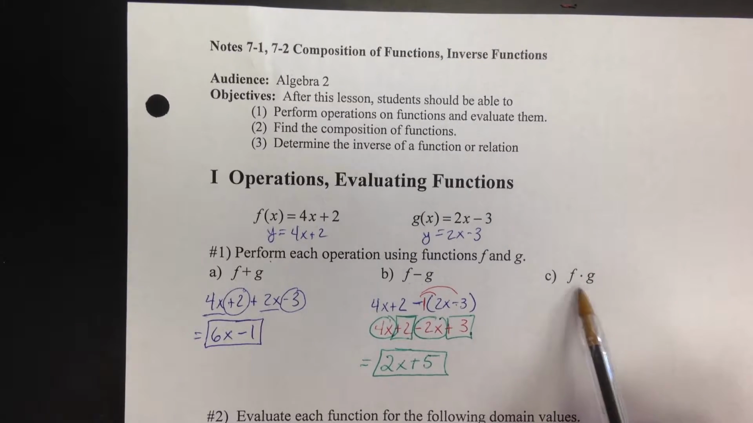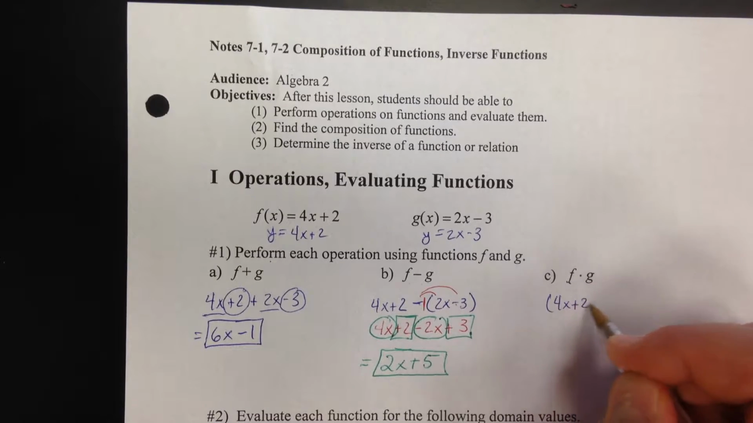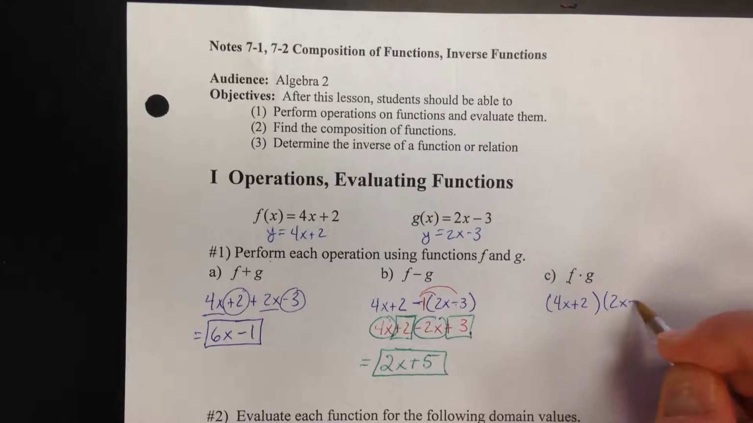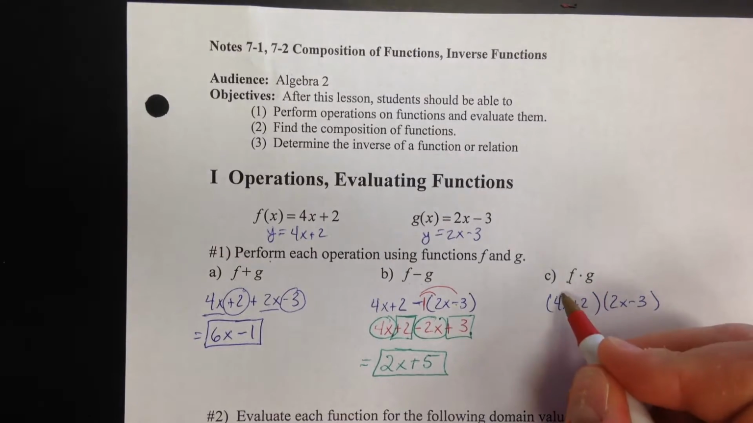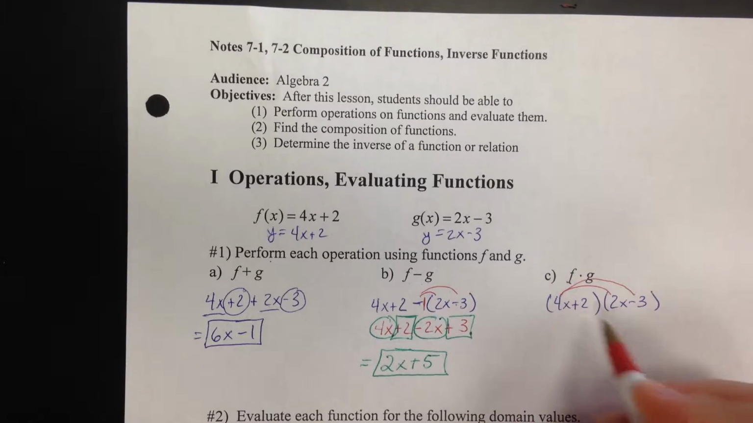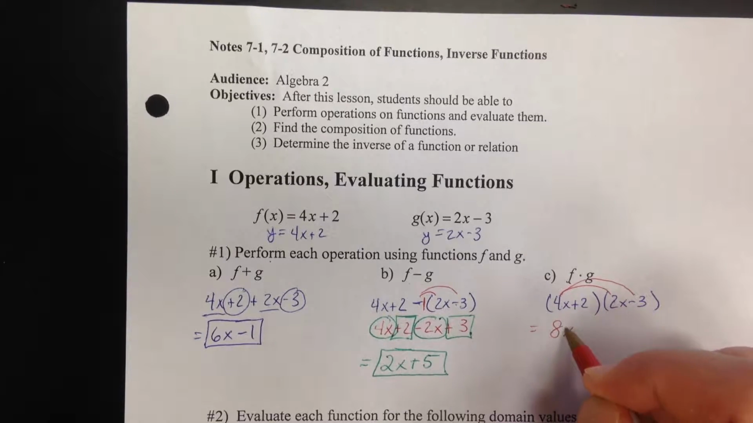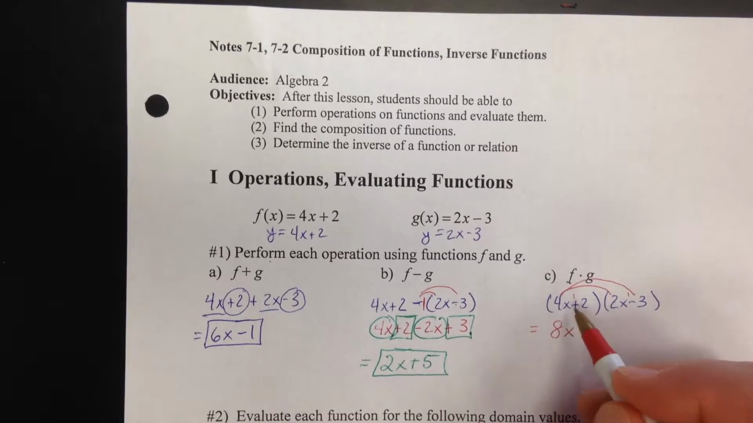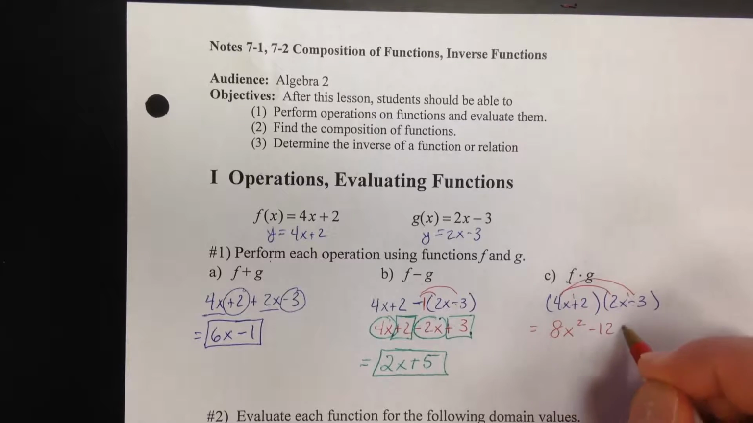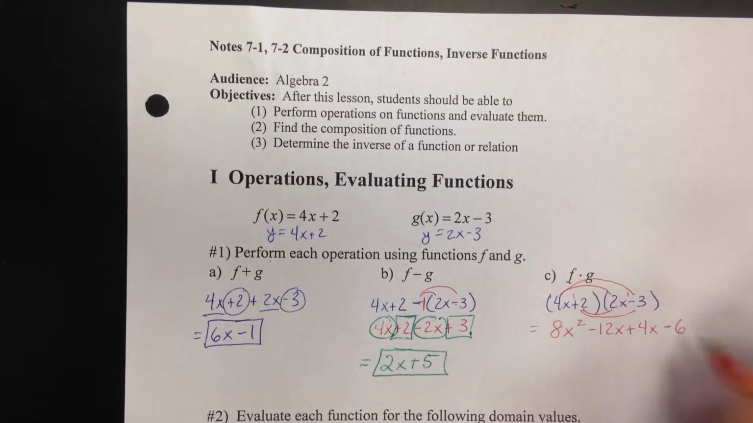We can also multiply functions. So f times g would be 4x plus 2, I'll put that in parentheses, times 2x minus 3. And to multiply this, we're going to double distribute. So we're going to distribute the 4x to the second set of parentheses. 4x times 2x is 8. When you multiply the variables, you add the exponents. So x times x is x squared. 4x times negative 3 is minus 12x. And then 2 times 2x is 4x, positive. 2 times negative 3 is minus 6.